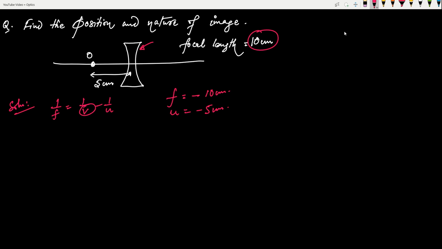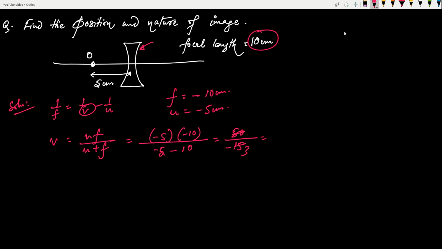Okay, now directly we can say that V is equal to uf divided by u plus f. So u is minus 5, f is minus 10, divided by u is again minus 5, and this is minus 10. Now if you solve this, then we'll be getting 50 divided by minus 15, which is 5 3s are 15, and 10 by 3, so we are getting minus 10 by 3, which can be further solved and written as 3.33 centimeter. Therefore, we can see that the image that is produced is at minus 3.33 centimeter.